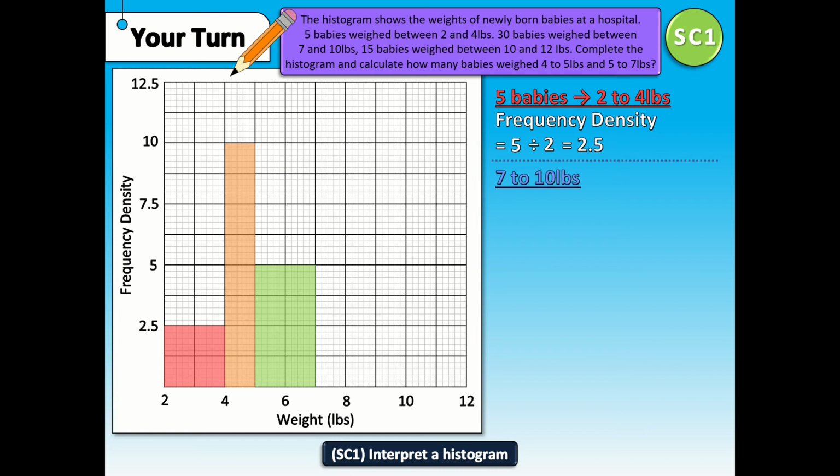So we're told there were 30 babies that weighed between 7 and 10 pounds. So that's an area of 30, and we need to work out the height. If it goes from 7 to 10, that's a width of 3. So the height must be 10. So the bar will look like that. It goes from 7 to 10 on the x-axis and we're on a height of 10.